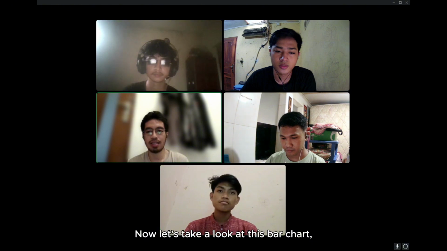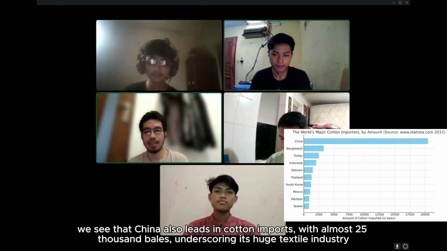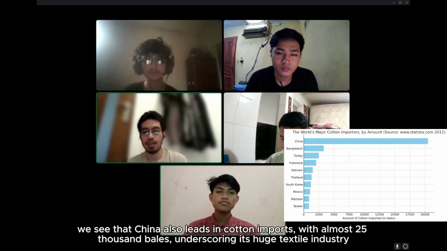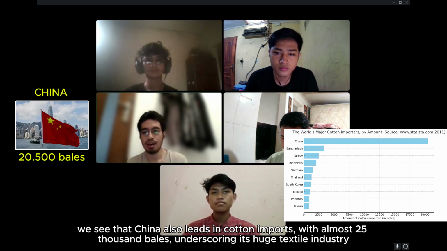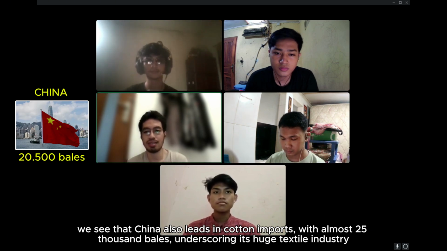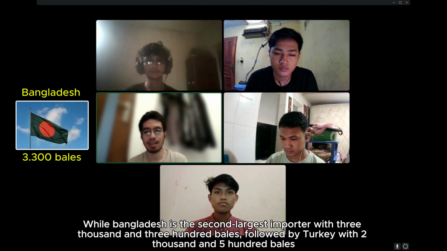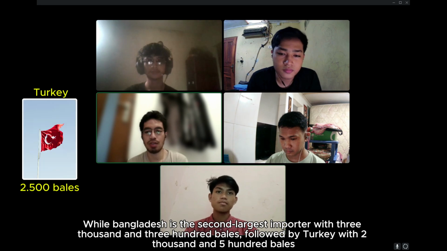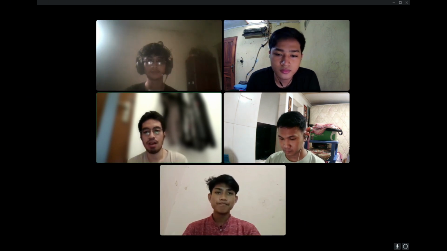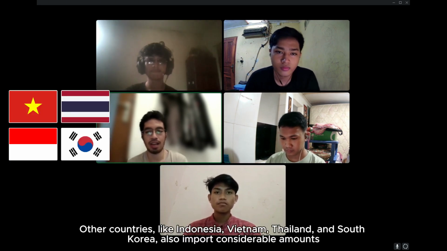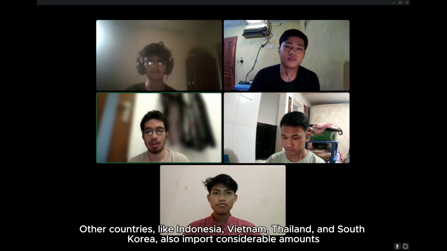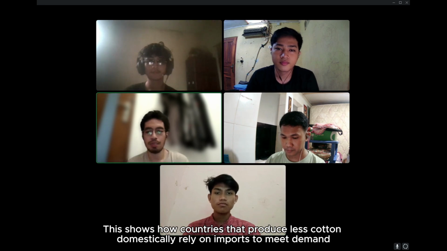Now let's take a look at this bar chart. In this chart, we can see that China also leads in cotton imports, with almost 25,000 bales, underscoring the huge textile industry. Bangladesh is the second largest importer with 3,300 bales, followed by Turkey with 2,500 bales. Other countries like Indonesia, Vietnam, Thailand, and South Korea also import considerable amounts. This shows how countries that produce less cotton domestically rely on imports to meet demand.